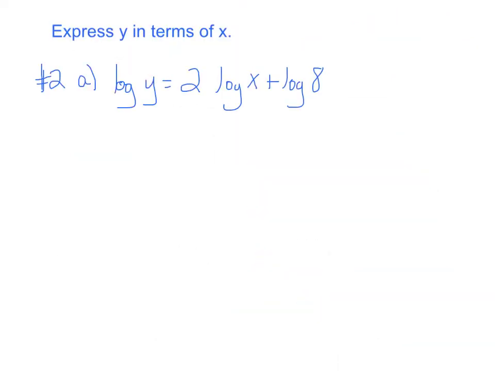Alright, here we go. A couple more that you're going to see on your homework tonight. Express y in terms of x. So that means to get y by itself. That's all that means, is to solve for y. Right now, our y has this log in front of it. Well, what would be a good approach here?